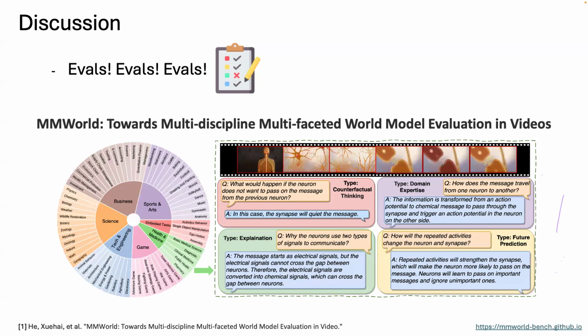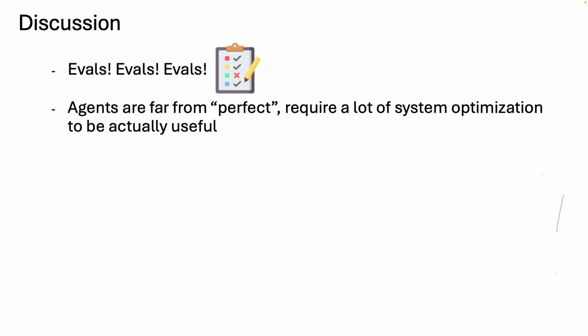So apart from the agent system design, as agents evolve, parallel advances in evaluation are as important as modeling improvement. We recently have also introduced another evaluation benchmark, MMWorld, for multidiscipline, multifaceted world model evaluation in videos. And the current state of agents is far from perfect, given the near zero success rate we saw just before, and also what Jeremy mentioned about GUI navigation, still far from being on par with humans.